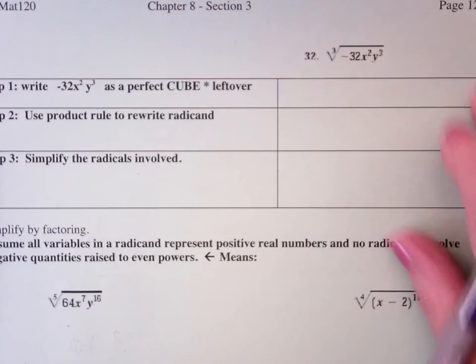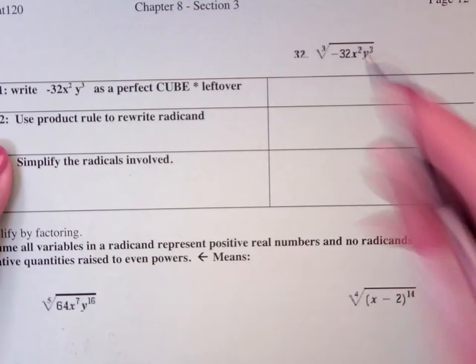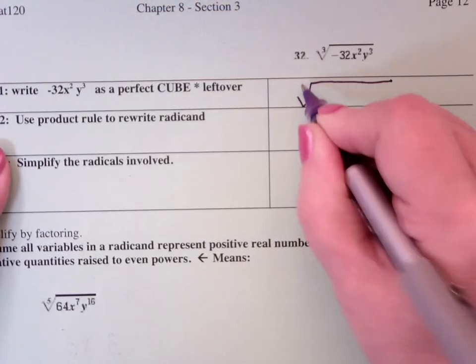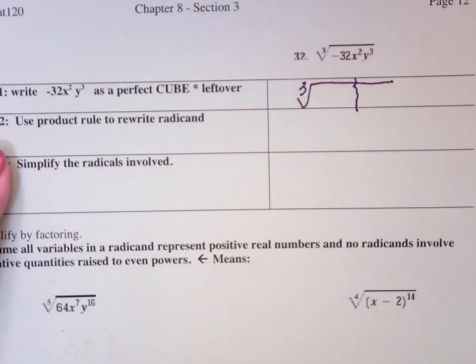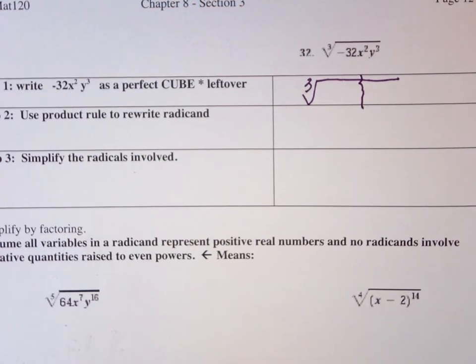The cube root of negative 32 x squared y cubed. So I'm going to take the cube root and break it into two pieces. The front part is the cube, the last part is the leftover, and 32 is more unfamiliar to me.